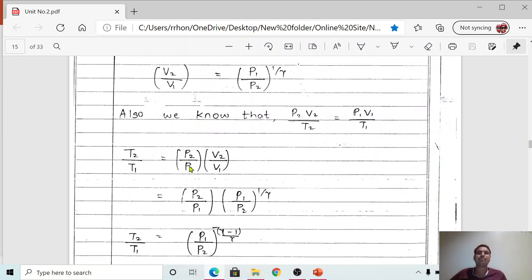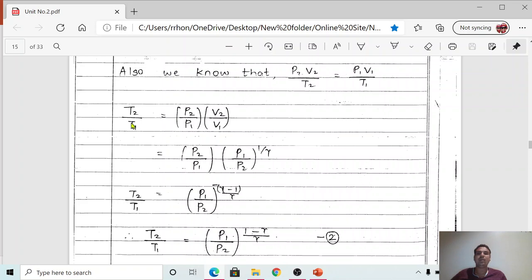Now we can simplify the equation, taking the temperature terms close to each other. Take T2 to the right side, and we can write T2 by T1 is equal to P2 by P1 into V2 by V1. So P1 V1 are taken over here, and we have the equation T2 by T1 is equal to P2 by P1 into V2 by V1.